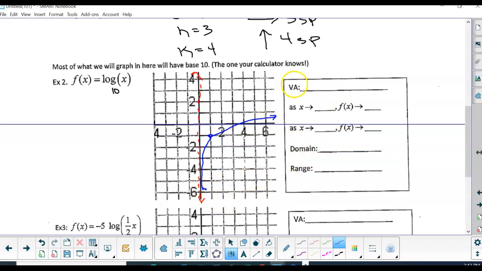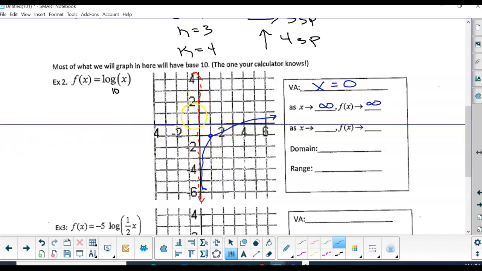So VA, our vertical asymptote, if it is vertical, it's going to be x equals 0 in this case. As x goes to, we'll go to the right first, as x goes to infinity, f of x is going to infinity. Now, as we come left, what are we approaching? We're not approaching infinity. That's way out there.